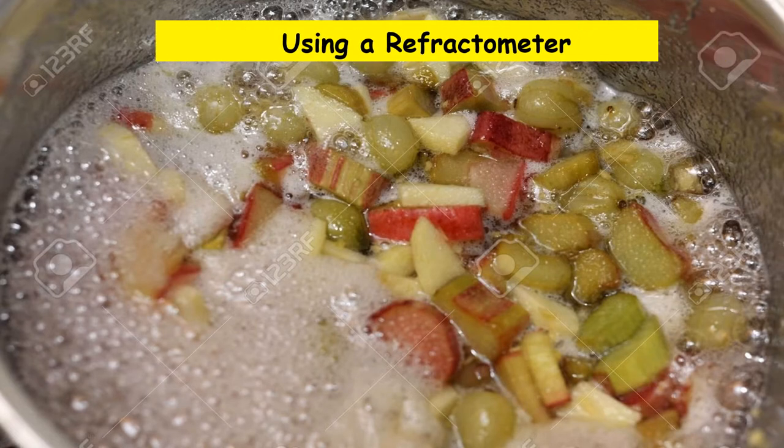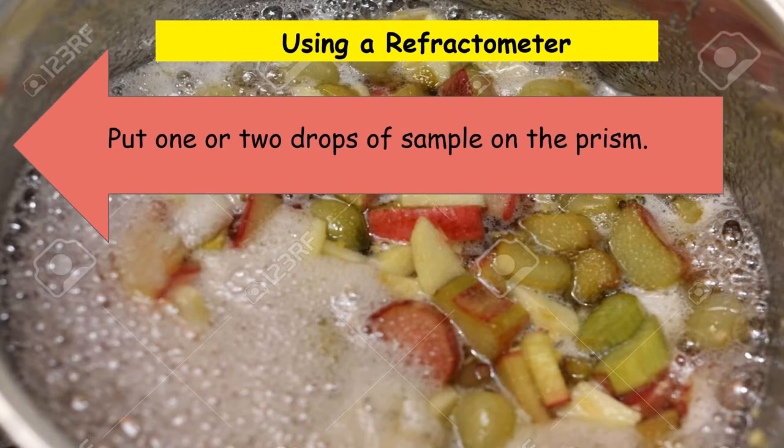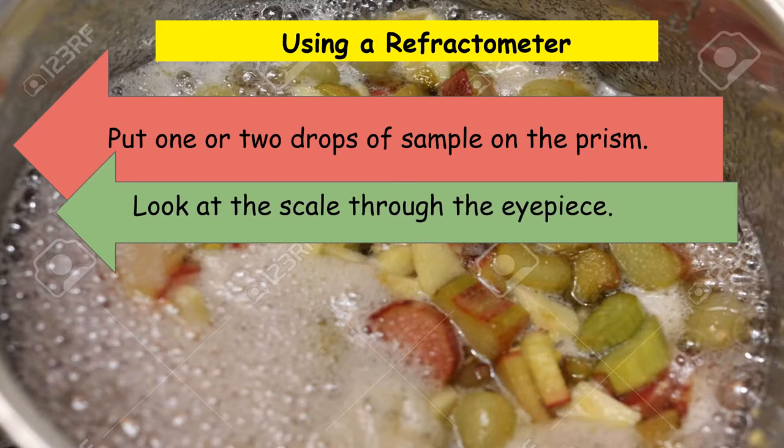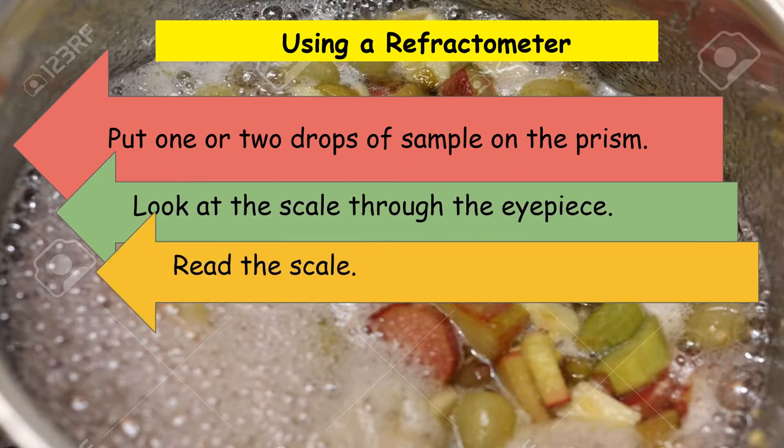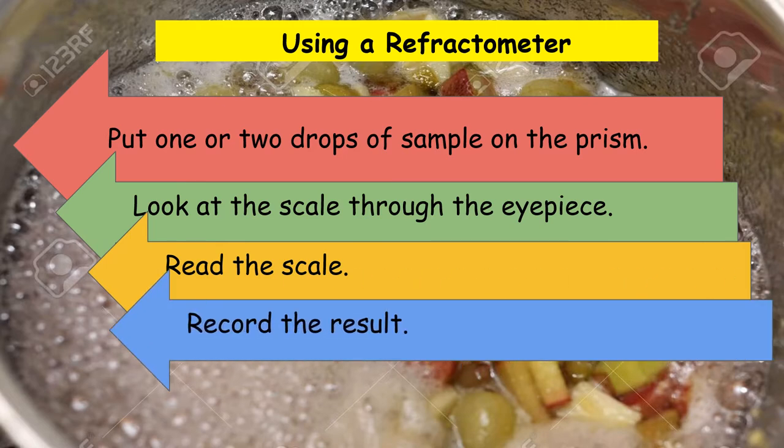Using a refractometer. In using a refractometer, we have to put 1 or 2 drops of sample on the prism. Look at the scale through the eyepiece. Read the scale and record the result.